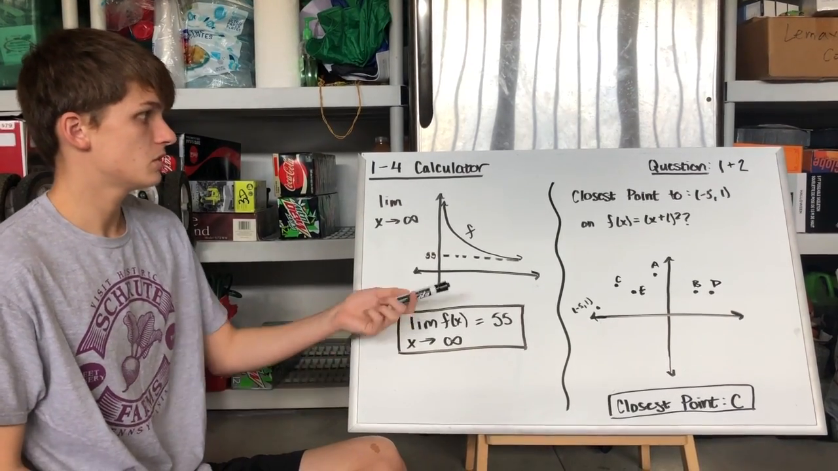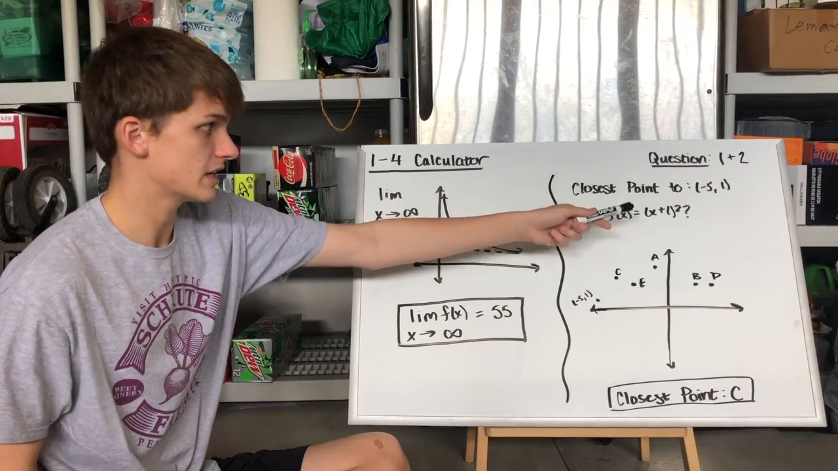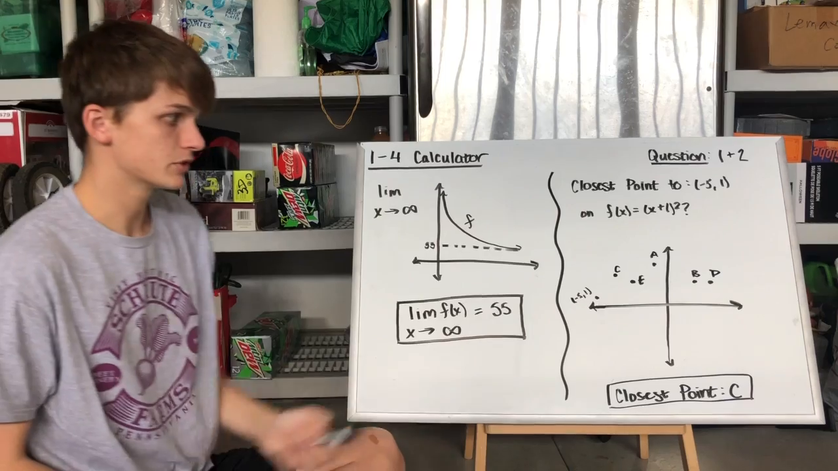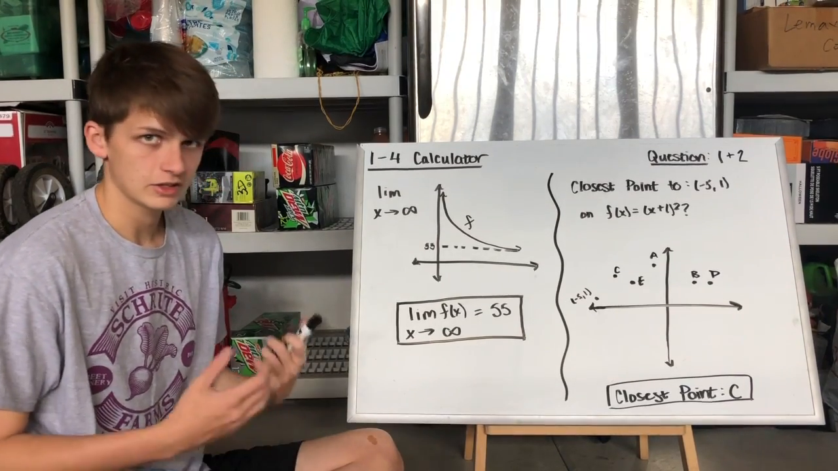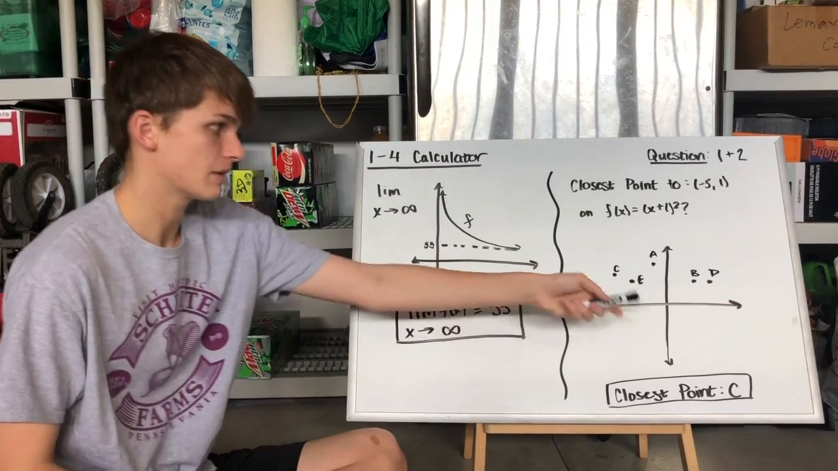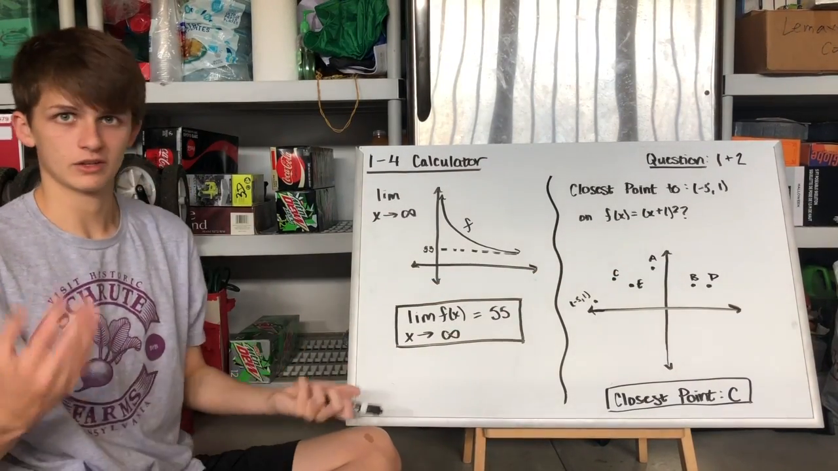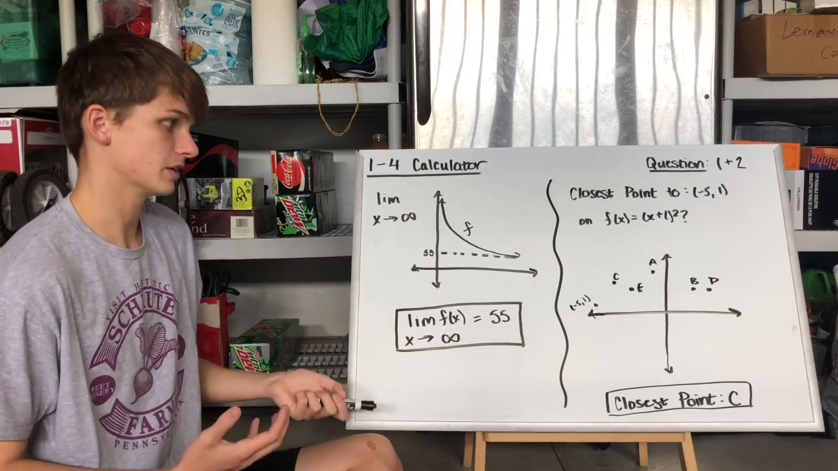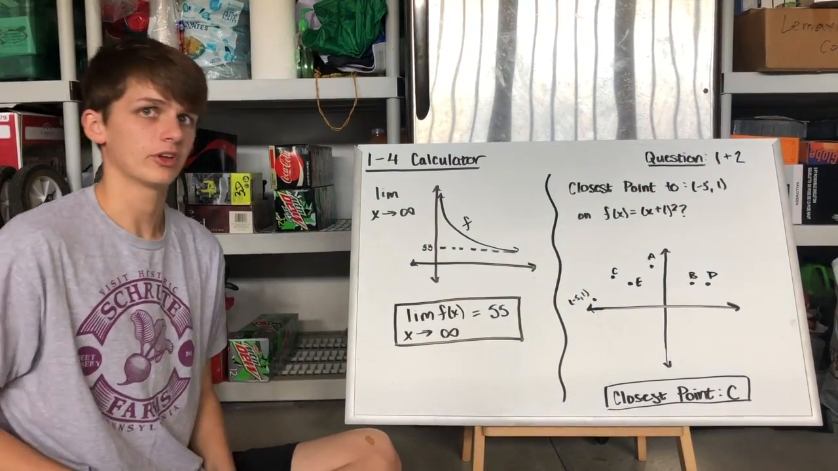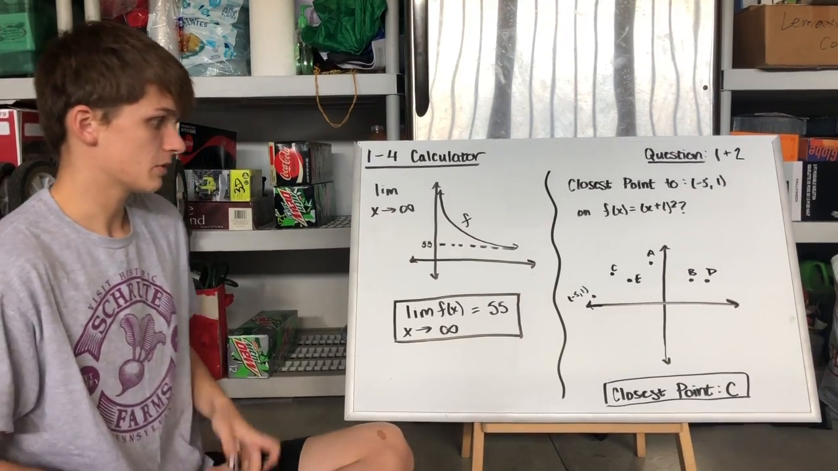So for question 2, we had to find the closest point to negative 5, 1 on the graph f of x equals x plus 1 squared. One thing that you can do really quickly is put negative 5, 1 on a graph and then graph all the other points. I didn't include the points because I didn't think there would be enough space to put them. And then you can just see which one is closest by eyeballing it. You can also do something with triangles.